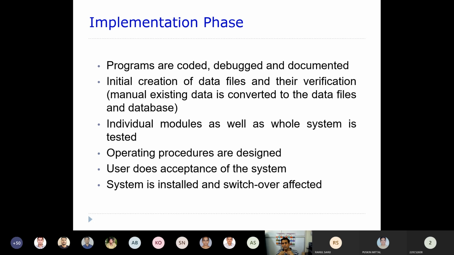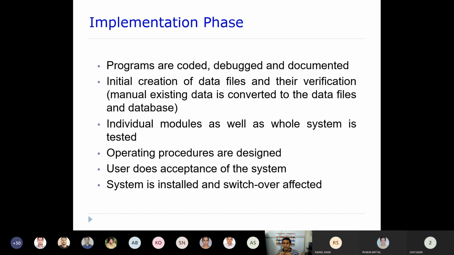So if at all, how you are going to operate this particular software, that also needs to be mentioned or designed here. Okay, user acceptance of the system, so the user should agree to the system, right? So this has to be taken as part of the implementation phase only.